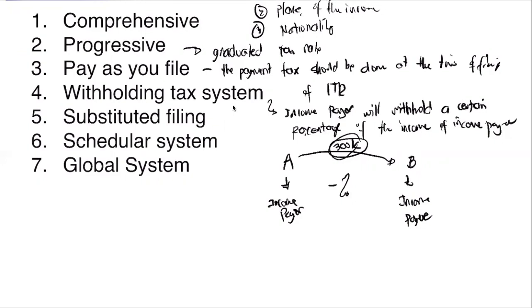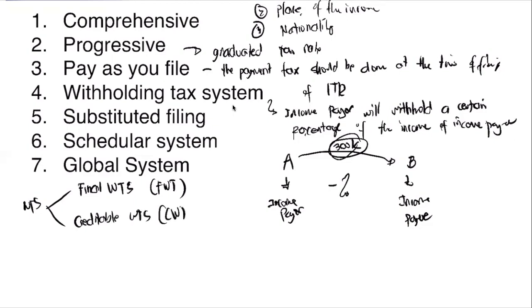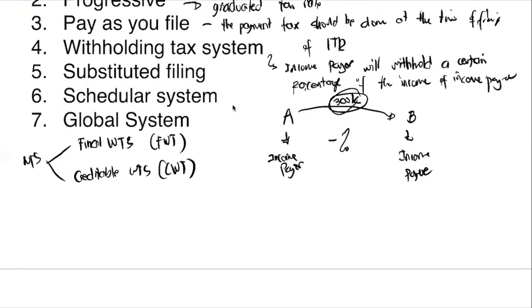Okay, so withholding tax system here in the Philippines is composed of at least two types. First is your final withholding tax system, or FWT. And also we have your creditable withholding tax system, or CWT. So what is the difference between your final and creditable withholding tax? So we have here your final and we have here your creditable. Final and creditable.